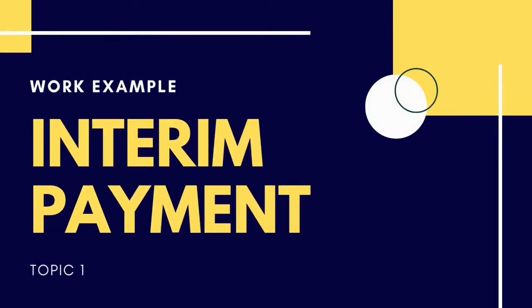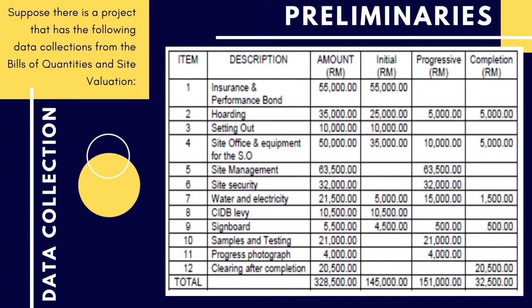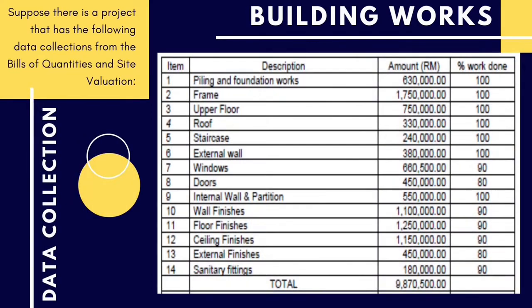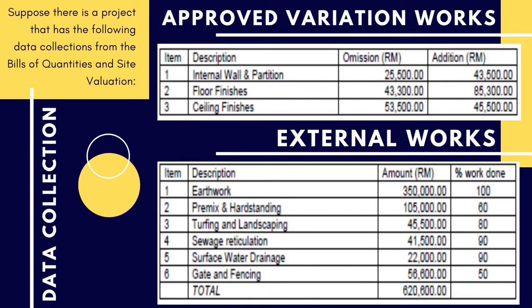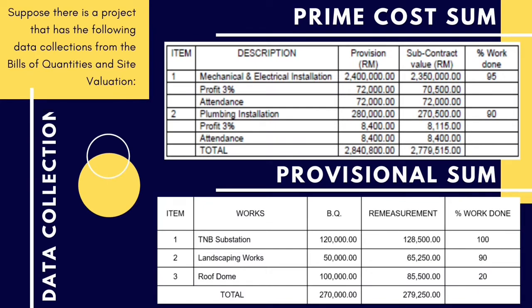Here is the work example for calculation of interim payment. Given below are some examples of the following data collected from the bills of quantities and site valuation. The first table is preliminaries, next is building works, and followed by approved variation works, external works, prime cost sums, provisional sum, and materials on site.